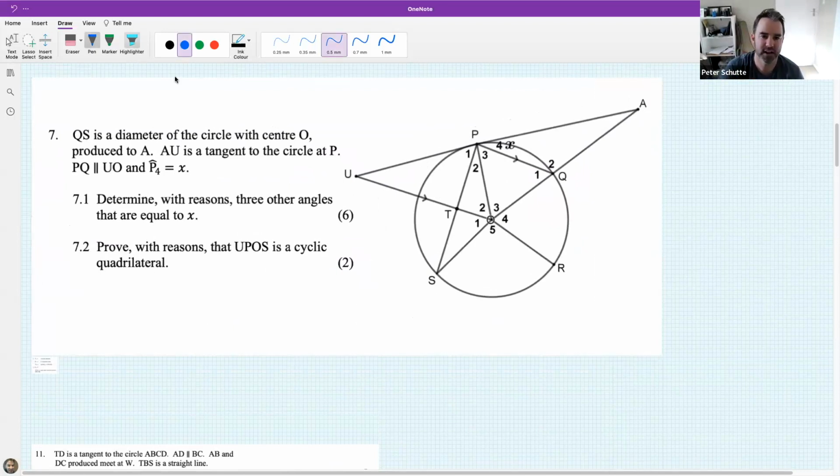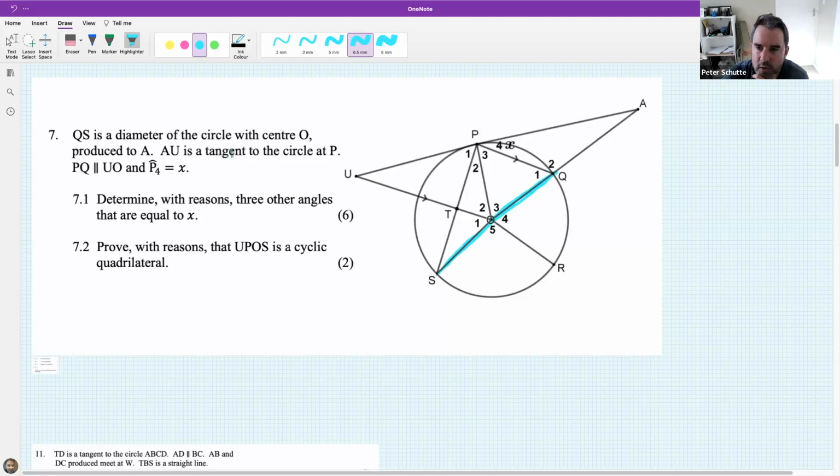So QS is a diameter. Now that drawing looks a bit skewed. It's actually completely straight here, so I don't want you to get confused. That's completely straight if it's a diameter.